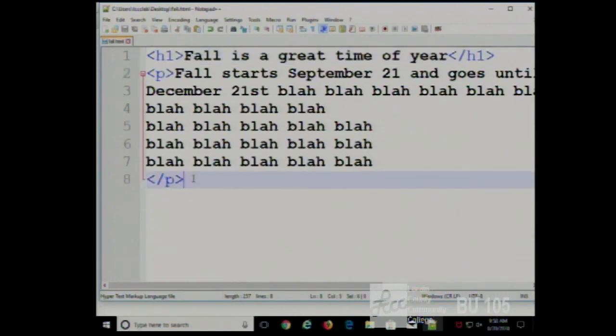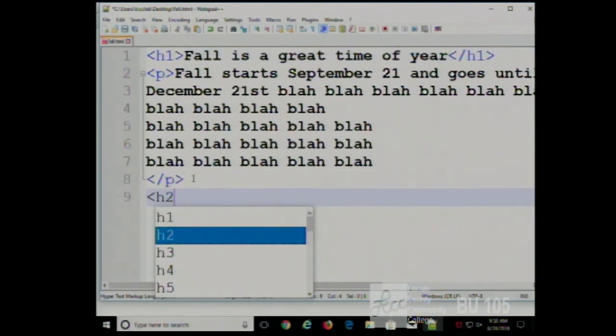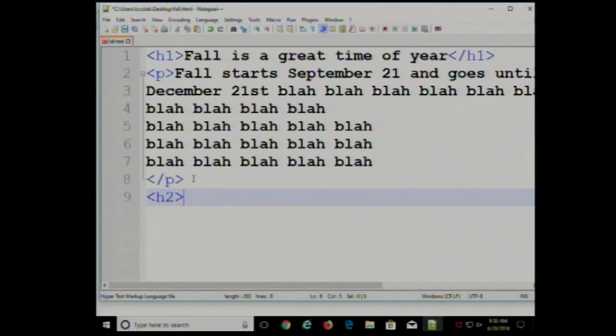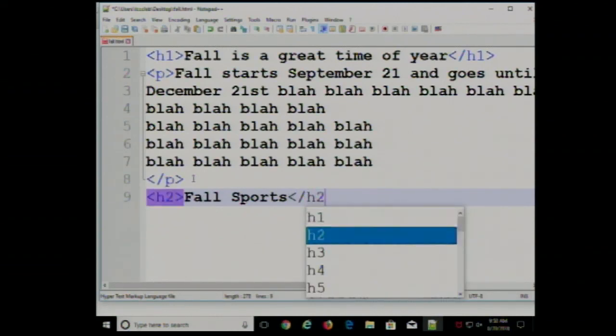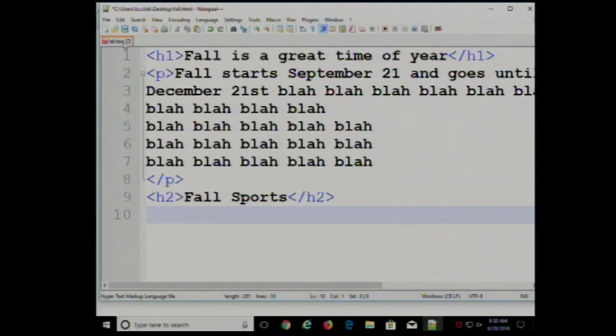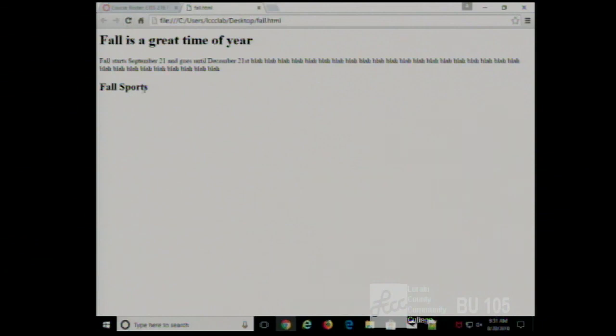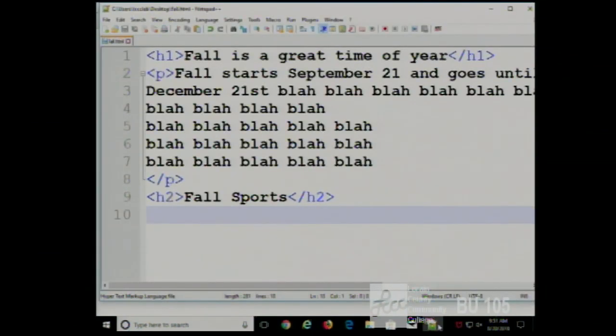Now, if I had an H2 tag here, I could say fall sports. Now, if I save it and go here and hit refresh, notice fall sports is a little smaller than that because it's an H2. I've said it's sort of a second level headline. It's of second importance. So the browser makes it a little bit smaller. All right? So these are tags. Now, these are not enough tags to do your assignment, but they're enough to introduce you to the concept of tags.